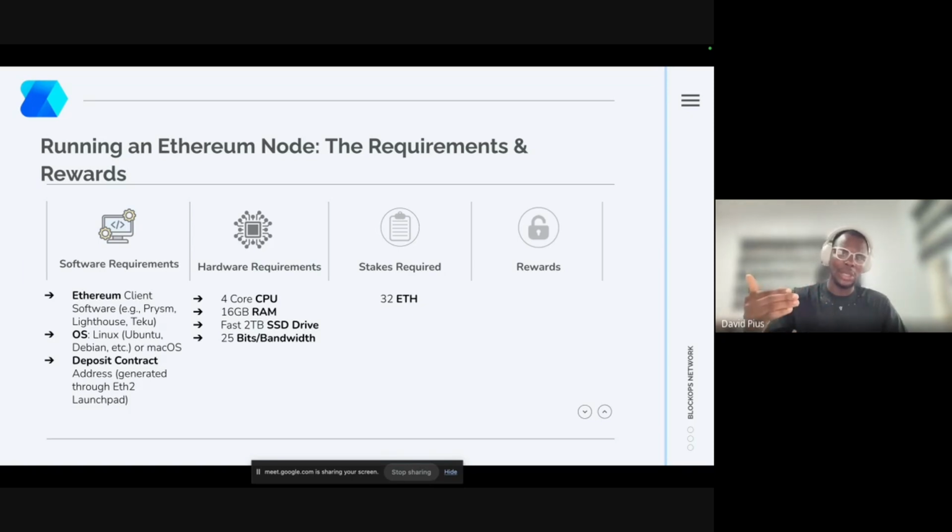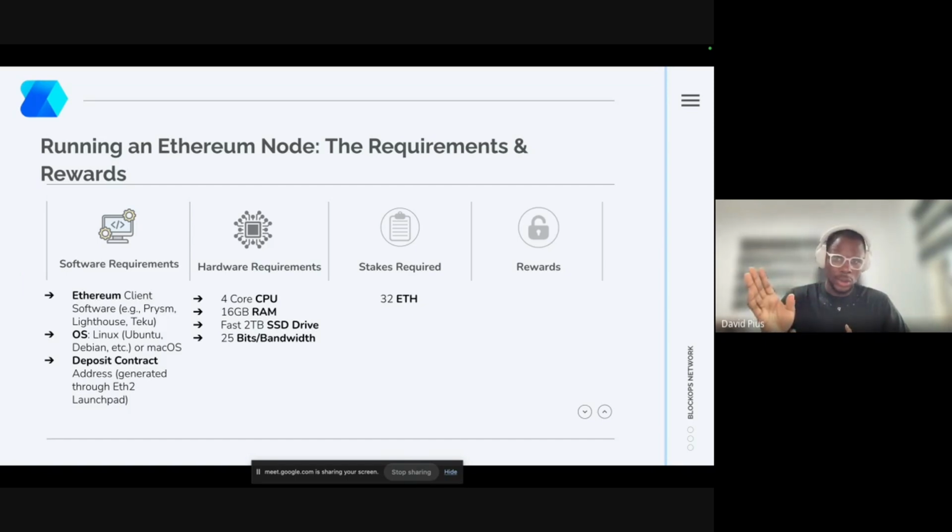At least allowing a lot of people to come in, breaking that barrier of, oh, I don't have 32 ETH to start. Through the Blockops platform, there are solutions that enable that. One of them is called DVT, where you can have friends who are also interested in running this. You can pool your ETH together and run it.